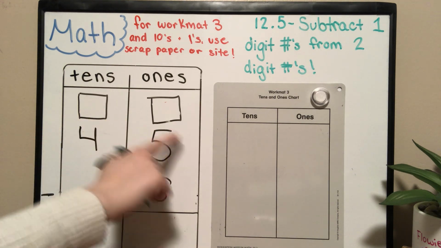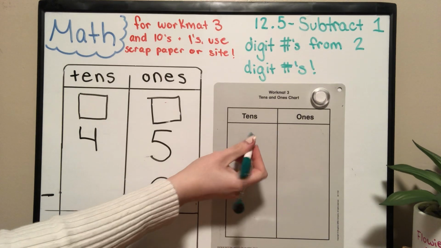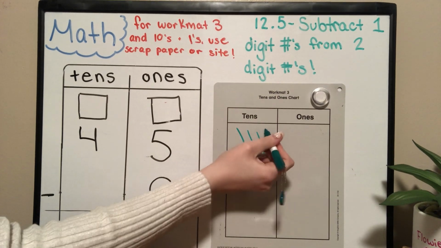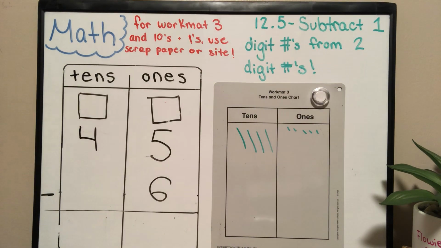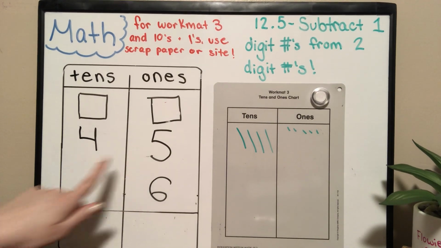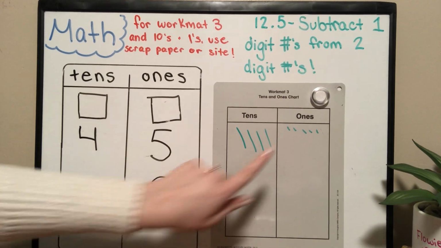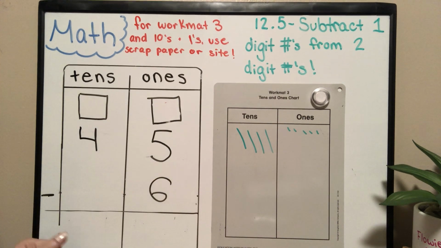So the bigger number here is 45. I'm going to put 45 over here on my tens and ones chart. 4, 1, 2, 3, 4, 5. Wonderful. So I need to figure out if I have to regroup. 5 minus 6. I have 5. Can I take away 6?